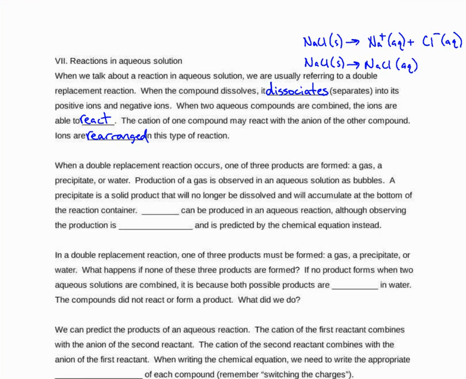When a double replacement reaction occurs, one of 3 products forms. It's either a gas, a precipitate, or water. We've talked about these before. Production of a gas, we can observe it in an aqueous solution. It's bubbles. We can see a precipitate. It's a solid product. It's no longer going to be dissolved. At first, it may just look cloudy in the solution, but pretty quickly, everything sinks to the bottom of the container.